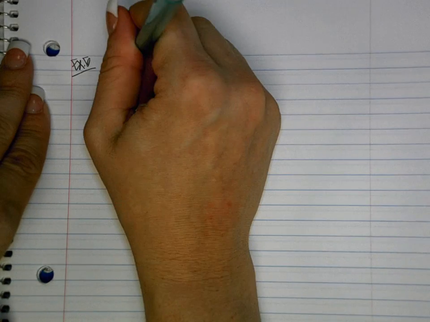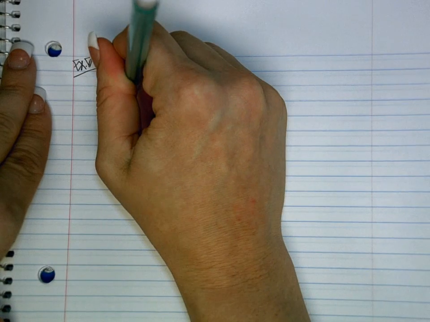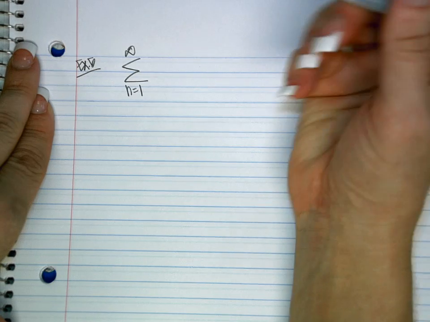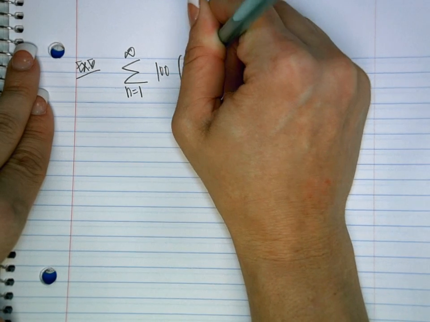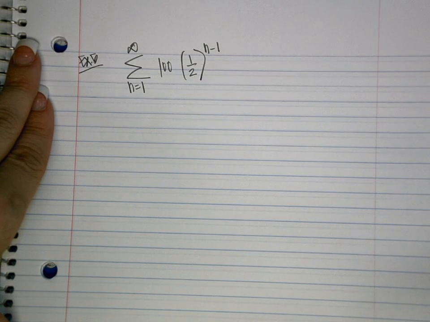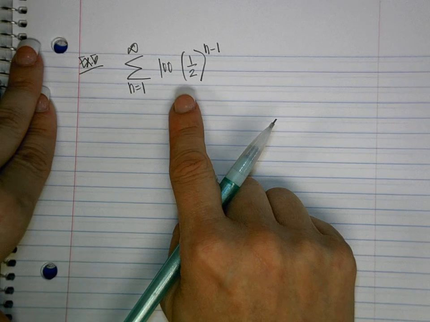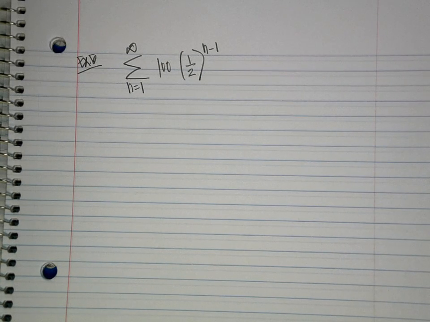Okay, example number 5. This one, I want you to find the sum of, so that's a sigma. Sigma means sum of, between n equals 1 and infinity of 100 times 1/2 to the n minus 1. 100 times 1/2 to the n minus 1. Does this formula look at all familiar? Kind of. Should look kind of familiar.